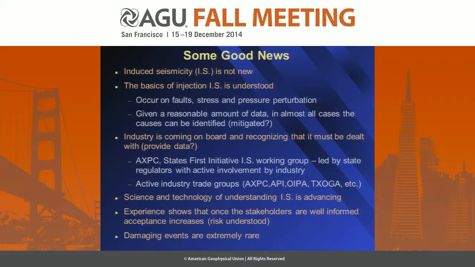Looking at the larger industries, for example the oil and gas industry, they are doing quite a bit right now. I'm very encouraged with the amount of information they're putting out and the amount of collaboration they're creating. There's AXPC, the American Exploration Petroleum Council. The States First Initiative is relatively new. It's a group of regulators from different states collaborating with the industry to identify these issues and try to help control it. There are many industry trade groups.